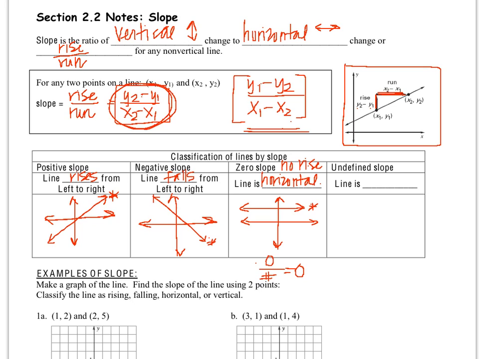The last one is an undefined slope, and in order to get an undefined slope in a fraction, 0 has to be on the bottom, and you can have any number on top. And again, we don't leave our answers in fraction form. Instead, we say it's undefined. And that means, since it's on the bottom, that there is no run. And if there is no run, that means I'm not going left and right. Therefore, I have to only be going up and down, and that is a vertical line.